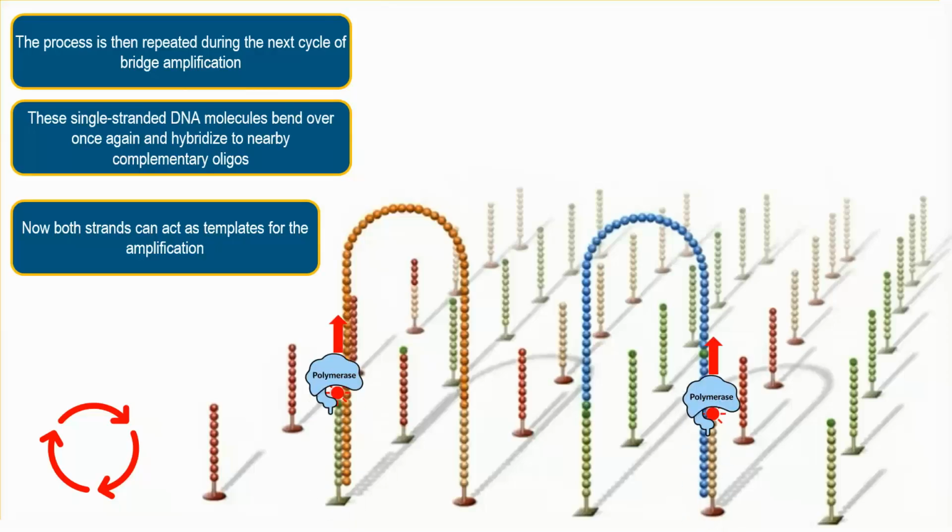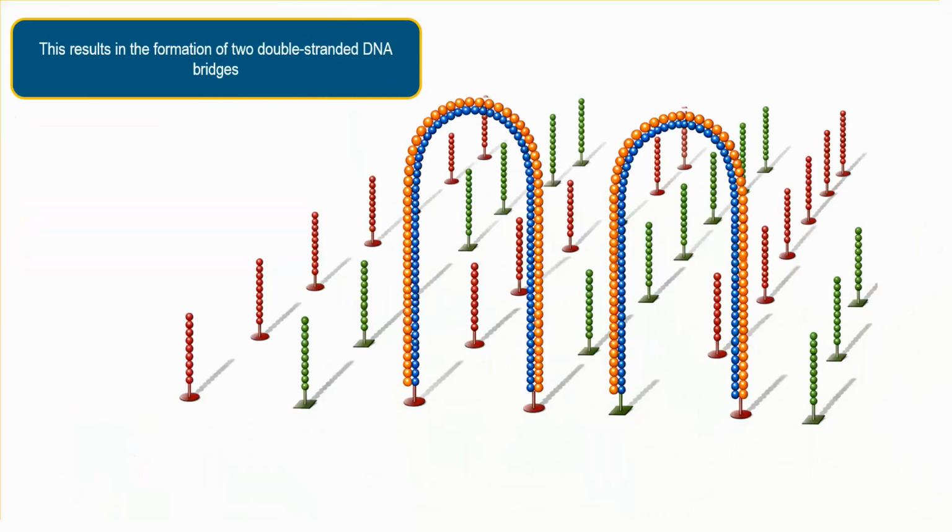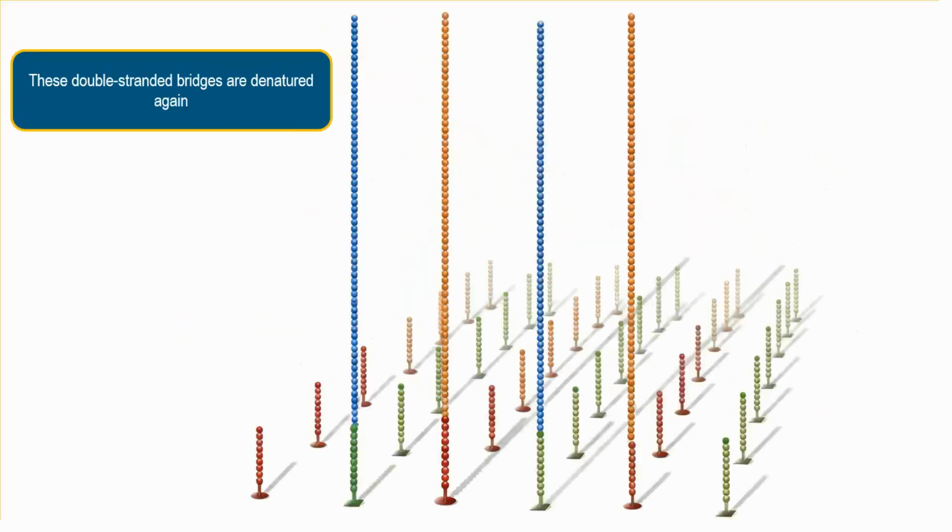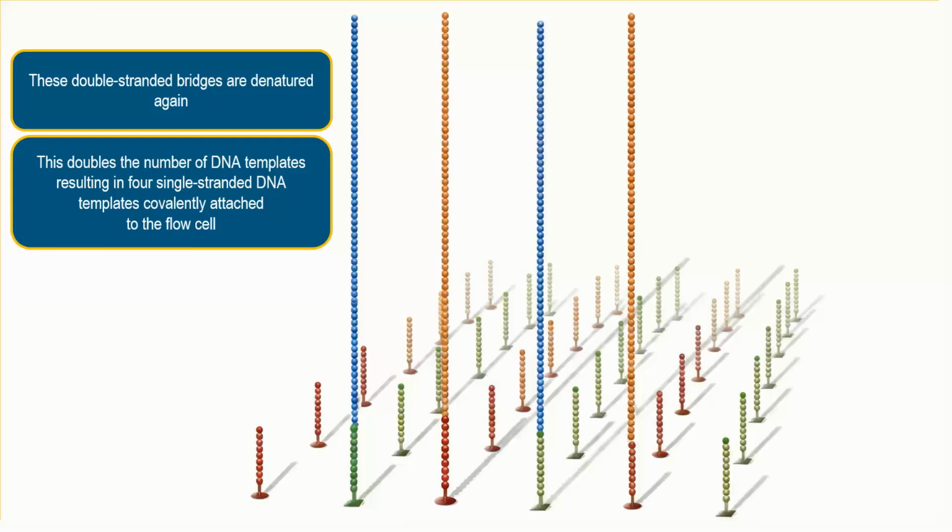They are then extended by the DNA polymerase. This results in the formation of two double-stranded DNA bridges. These double-stranded DNA bridges are denatured again. This doubles the number of DNA templates, resulting in 4 single-stranded DNA templates covalently attached to the flow cell. 2 of these strands are in the forward direction and the other 2 are in the reverse direction.